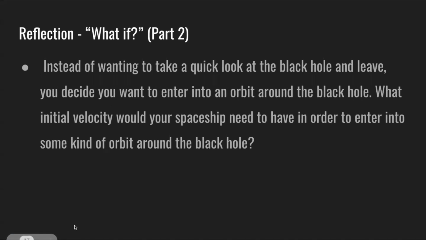Now let's consider a what-if scenario. What if we wanted to orbit around the black hole and then leave? What initial velocity would your spaceship need to have in order to orbit around the black hole? First, the time would need to increase because orbiting around the black hole would take longer, and the velocity would need to be greater, approaching the speed of light. This means that in the new trajectory the ship's velocity in the x direction would actually decrease to negative 2.5 times 10 to the 8th power, and the velocity in the y direction would remain the same.